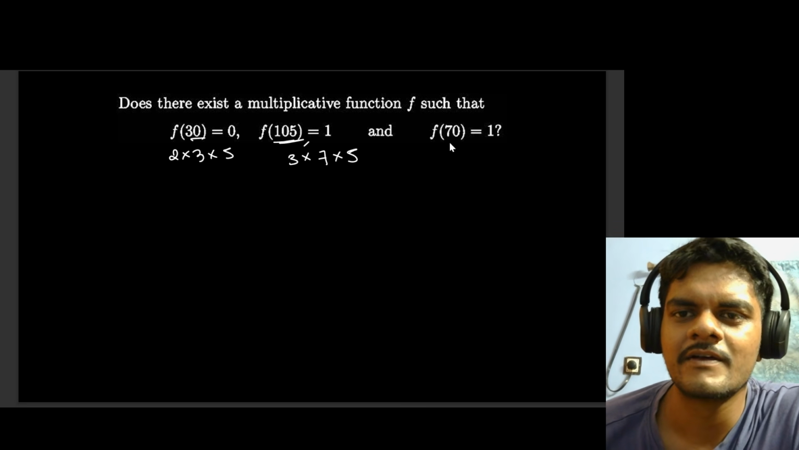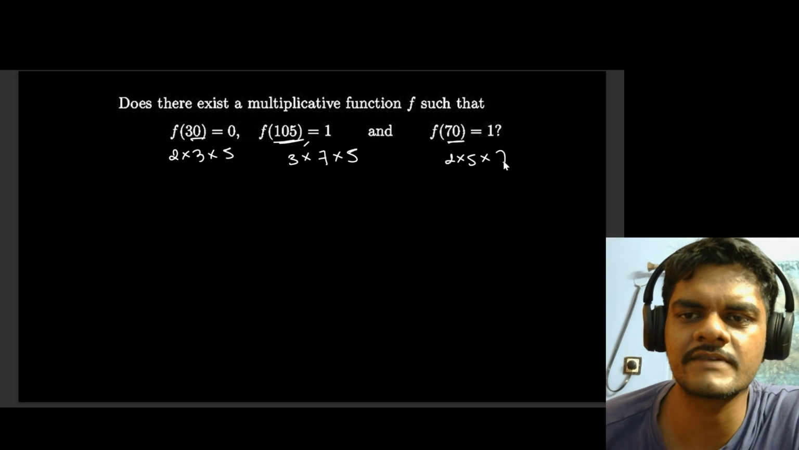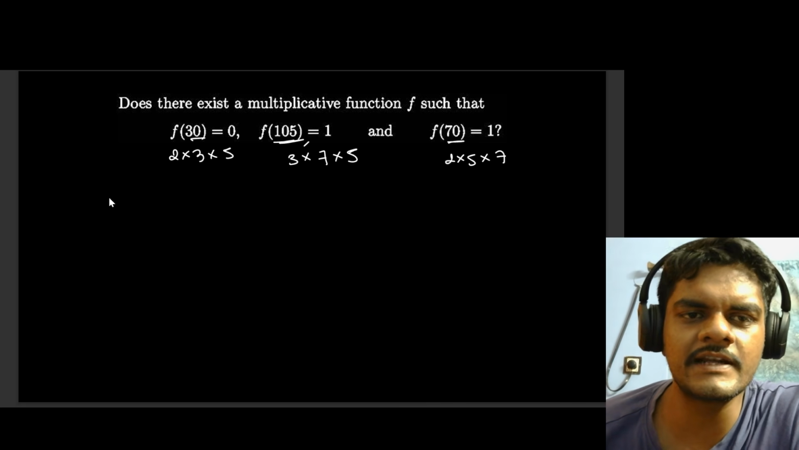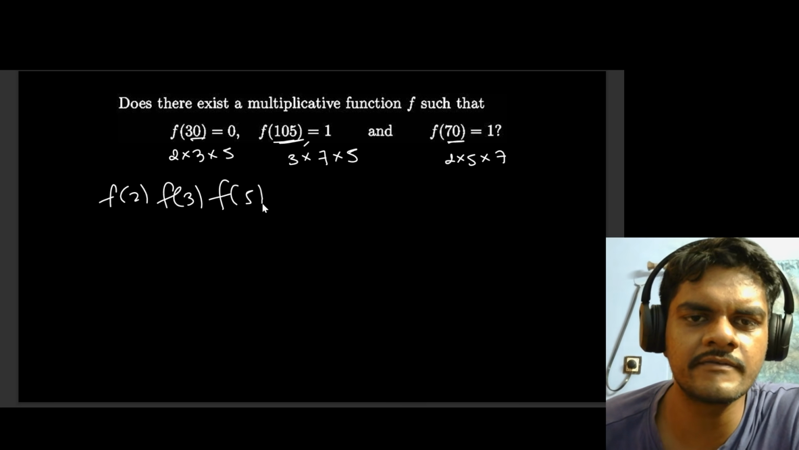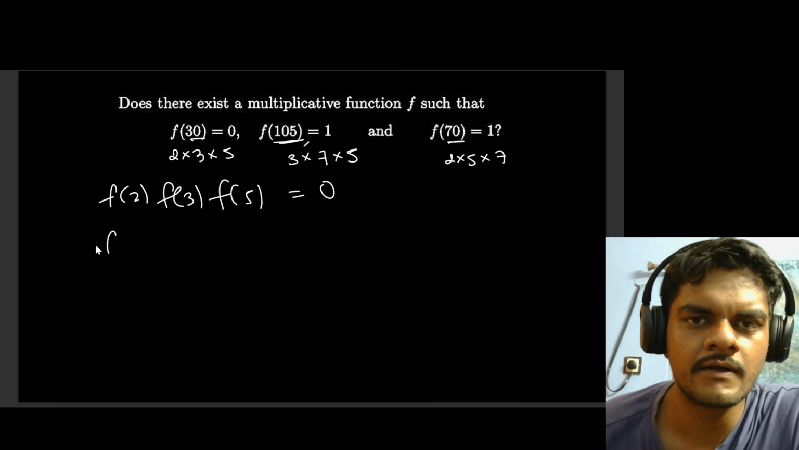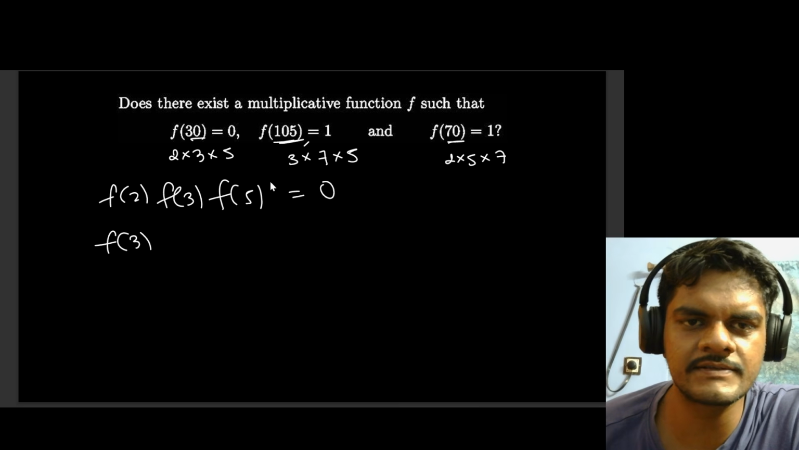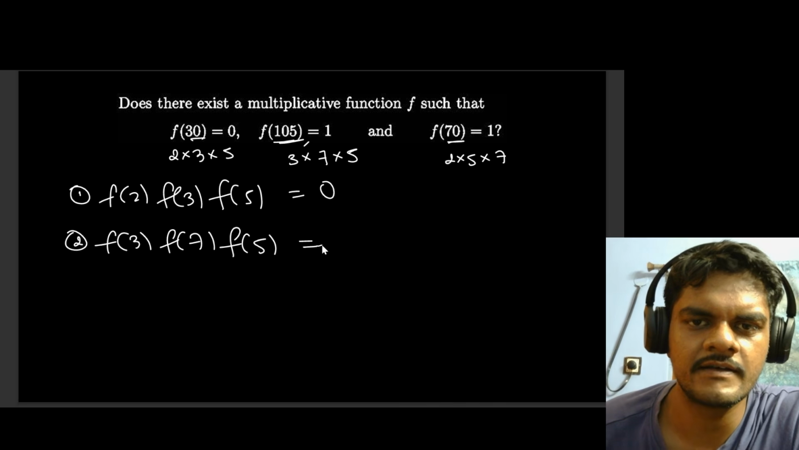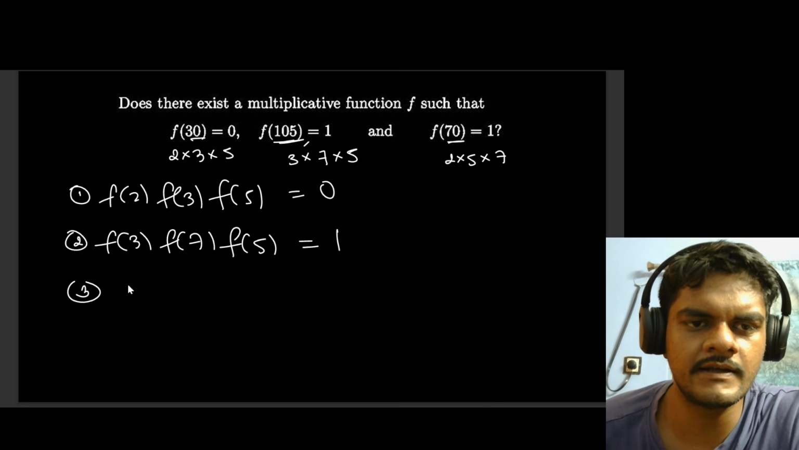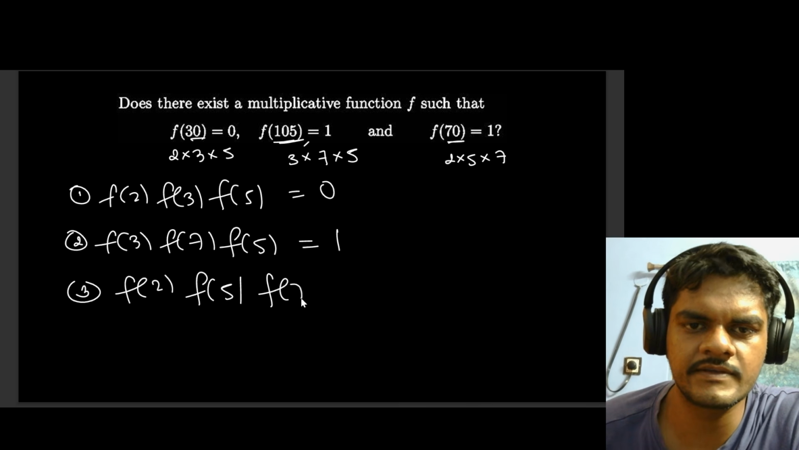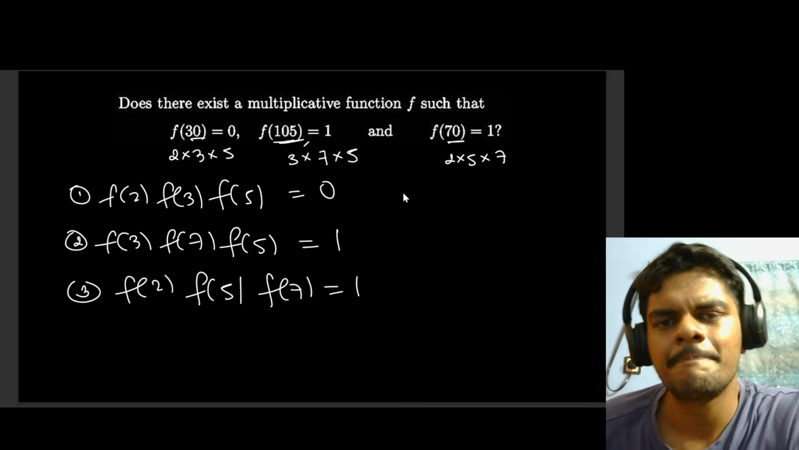Okay, 70 is 7 into 10. So 2 into 5 into 7. So that means f of 2 into f of 3 into f of 5 is 0. This is the first one. Second one, f of 3 into f of 7 into f of 5 is 1. Thirdly, f of 2, f of 5, f of 7 is equal to 1.